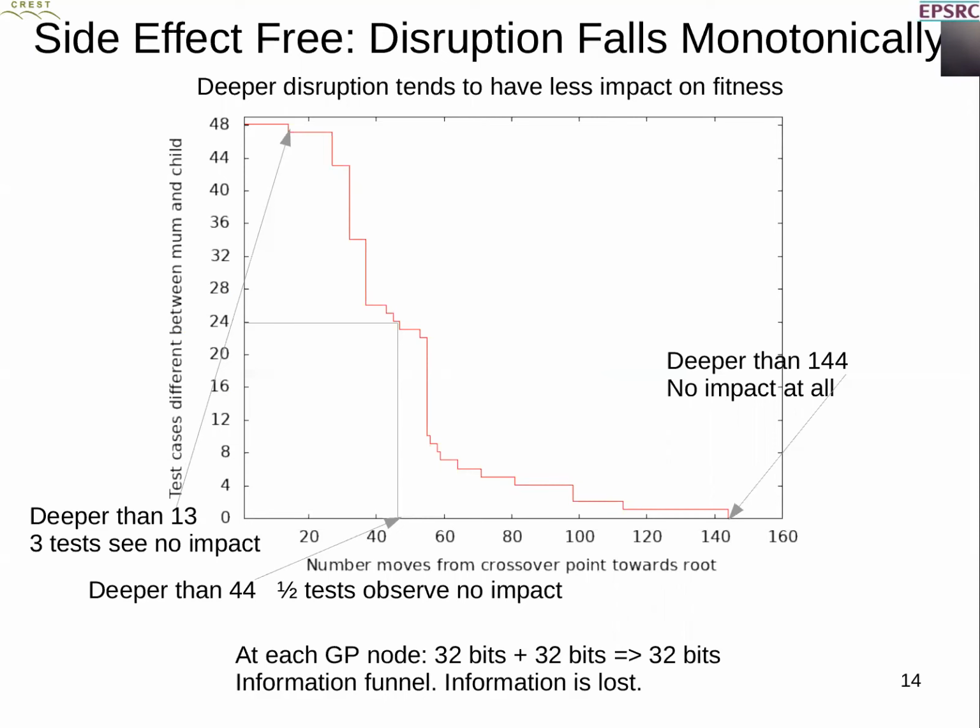And in fact, as we do move up the tree, the number of test cases which are different between the parent and the child monotonically falls. And eventually, in this example, we reach the point where all of the test cases are identical, and we can stop the evaluation.